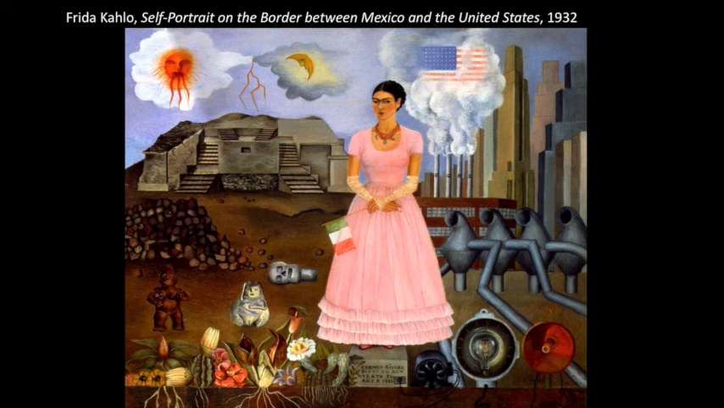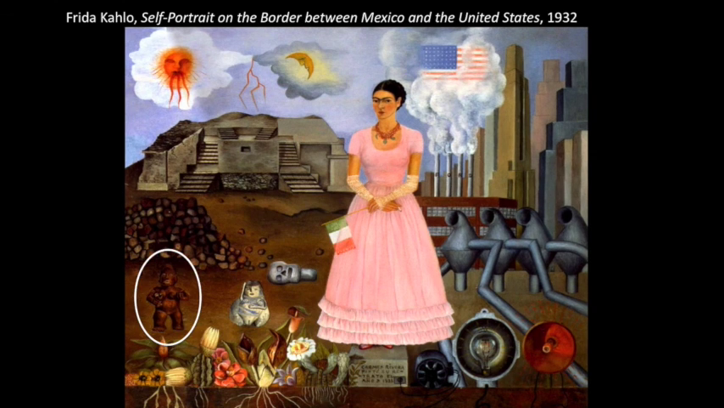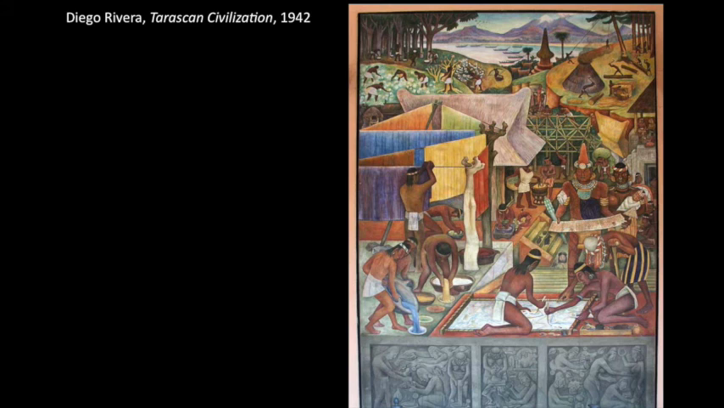West Mexican ceramics became very fashionable in the middle years of the 20th century. They are certainly the most common type of Mesoamerican ceramics that you will find in museums in the United States. Mexican artist Frida Kahlo and her sometime husband Diego Rivera collected them and depicted them in their paintings. This is Kahlo's self-portrait on the border between Mexico and the United States from 1932, with a West Mexican ceramic to your left. Here is Diego Rivera's Tarascan Civilization fresco from a decade later, 1942.